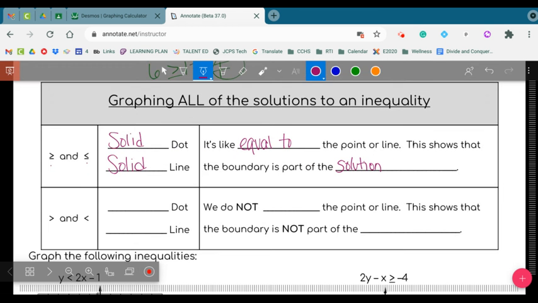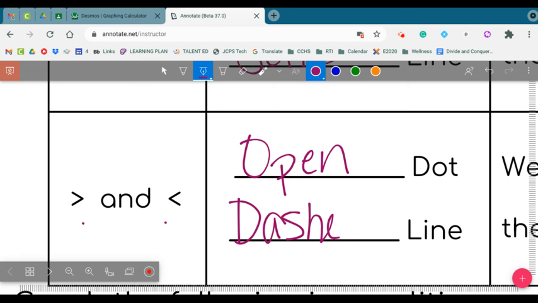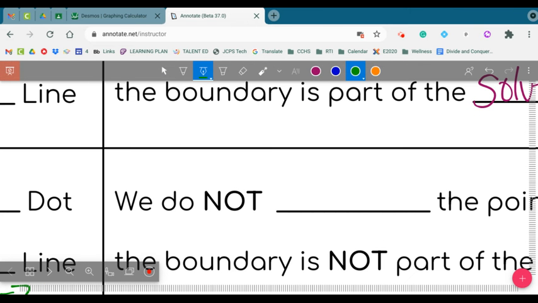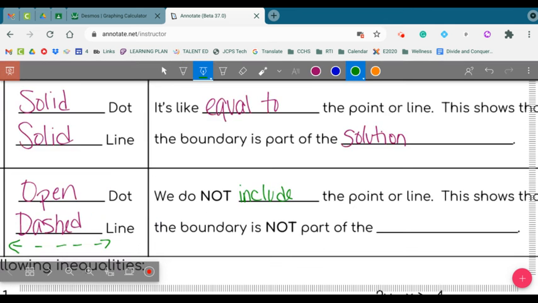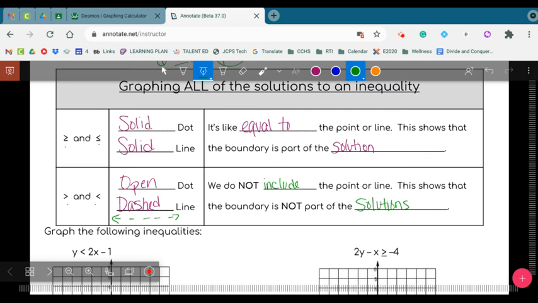Okay. Now we have our inequality, which is greater than or less than. So there's no line underneath. Remember, this is an open dot. If it's an open dot, it's going to be a dashed line. As long as you notice that it's not solid, you're good. So we do not include the point or line. This shows the boundary is not part of the solution. So if a point is on a dashed line, it's not a part of the solution.